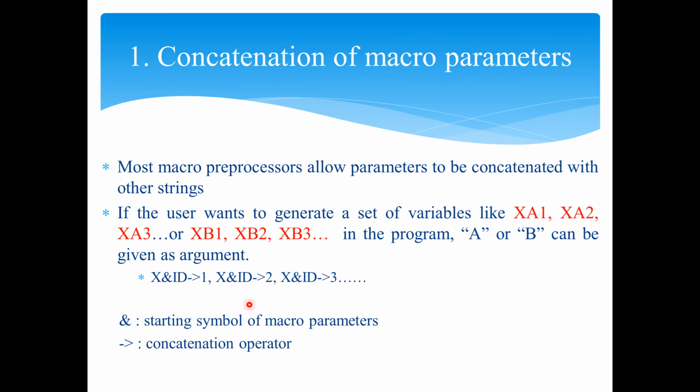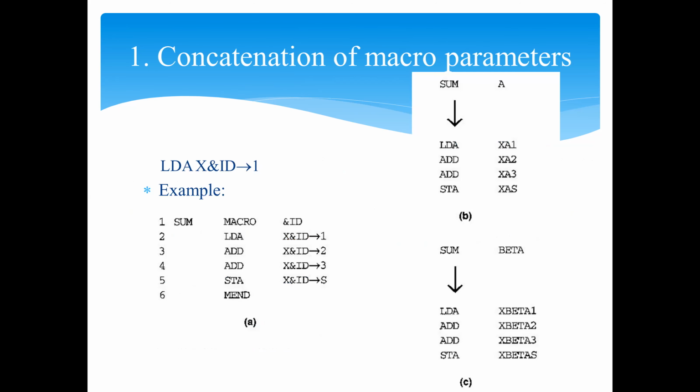Let us understand this more with an example. With this example, you will easily understand what concatenation is. We have a macro defined, and sum is the name of the macro. The parameter is id. In the macro definition, we have symbols like x ampersand id arrow 1. Whatever value of id is passed when you invoke the macro will be substituted, so id will be replaced with that argument.